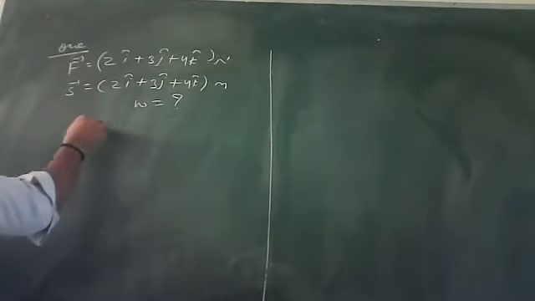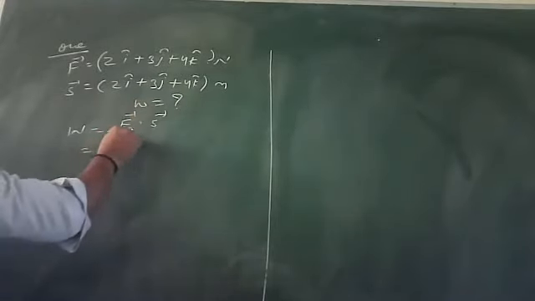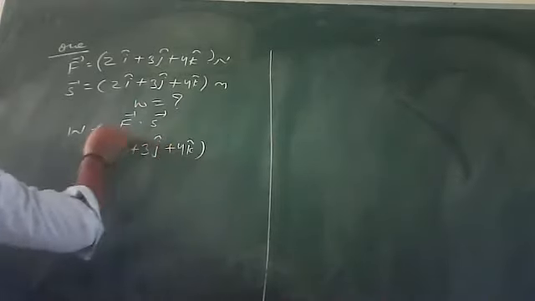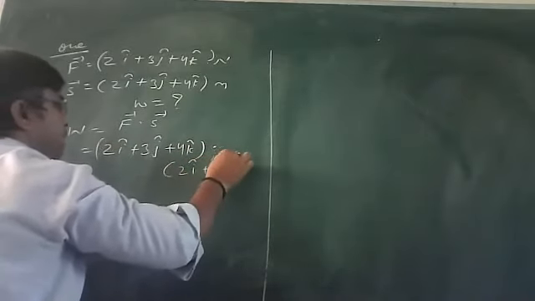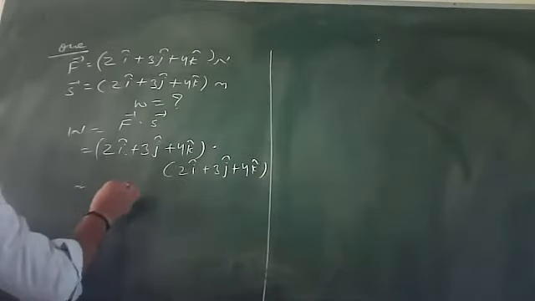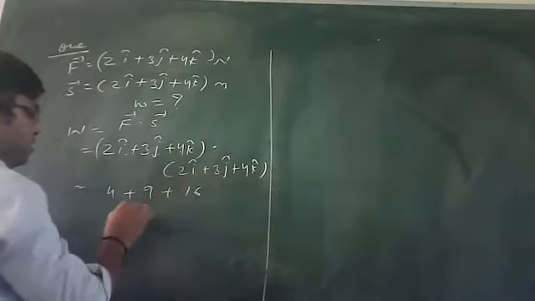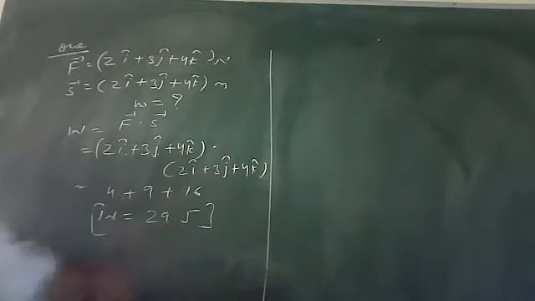Work done is the dot product of force and displacement. Force is given to you as 2i cap plus 3j cap plus 4k cap, and you take the dot product with 2i cap plus 3j cap plus 4k cap. For the dot product, i to i you will get 4, j to j you will get 9, and k to k you will get 16. The total answer will be 29 joule. It is the work done.